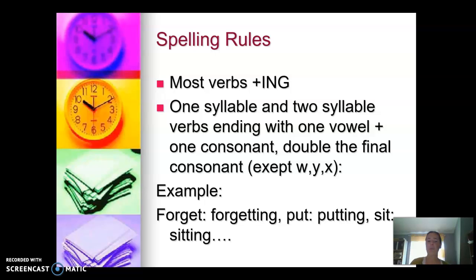Okay, spelling rules. Most verbs you just add ing, very easy. But if you have a short verb, one syllable or two syllable verbs ending with a vowel and consonant, you need to double the last consonant. For example, forget, 2 syllables. Put is only one syllable, and it ends with a vowel and a consonant, so you need to double it and then put your ing.